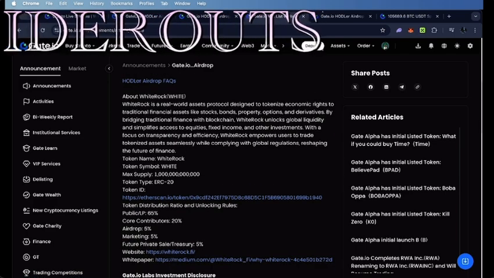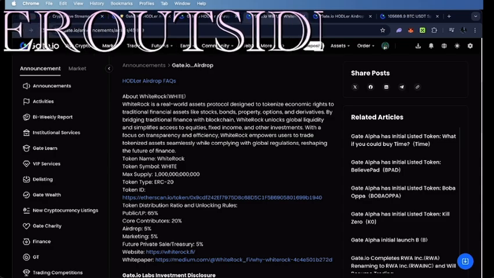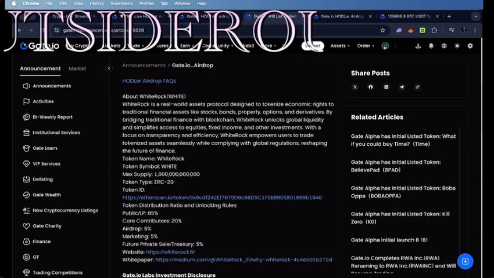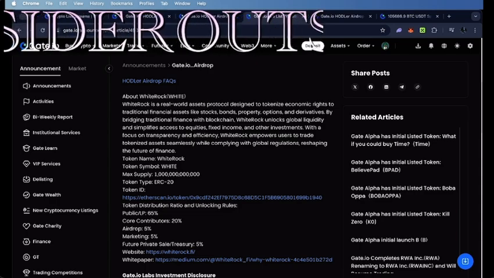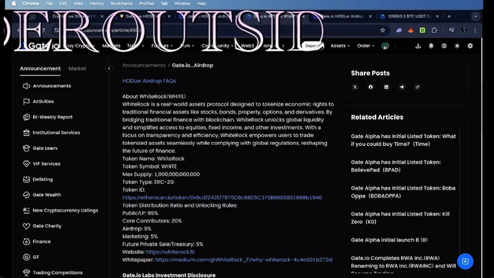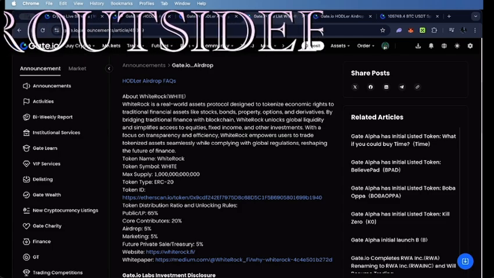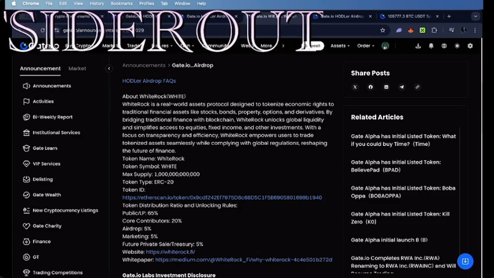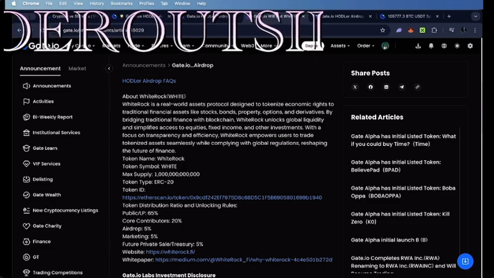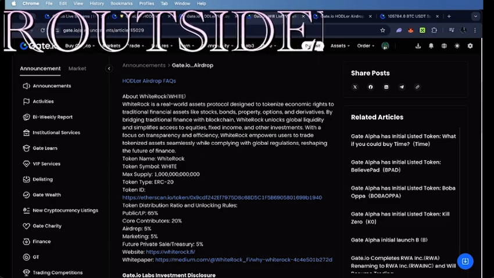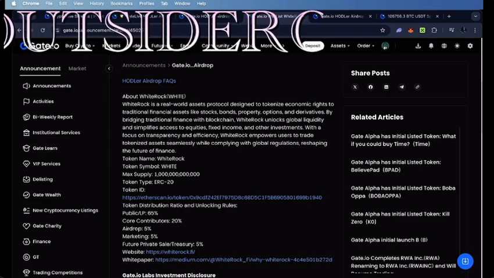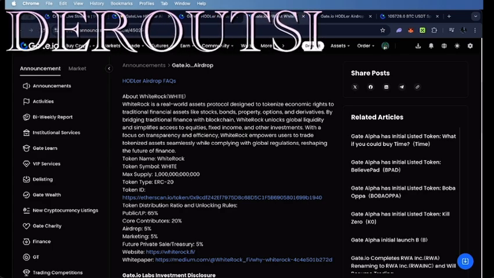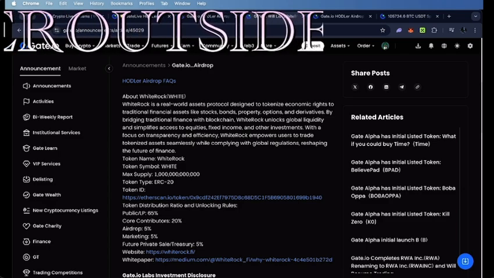About YTRUG. YTRUG is a real-world asset protocol designed to tokenize economic rights to traditional financial assets like stocks, bonds, property, options, and derivatives. By bridging traditional finance with blockchain, YTRUG unlocks global liquidity and simplifies access to equities, fixed income, and other investments. With a focus on transparency and efficiency, YTRUG empowers users to trade tokenized assets seamlessly while complying with global regulations, reshaping the future of finance.